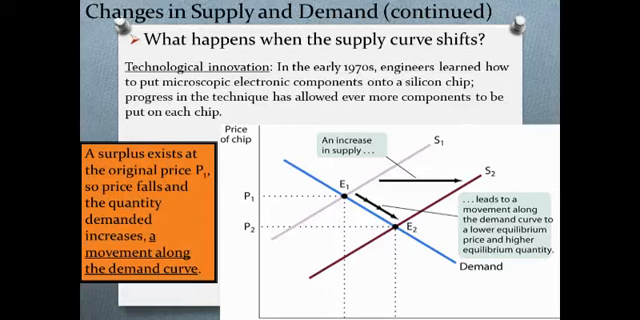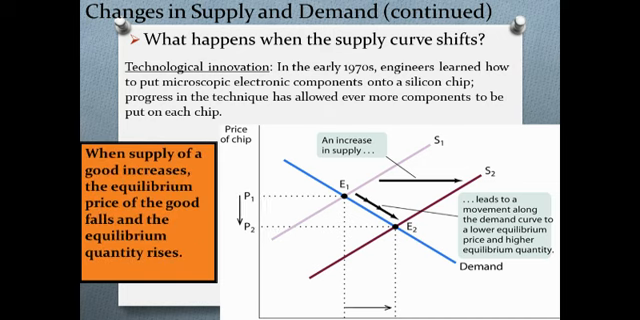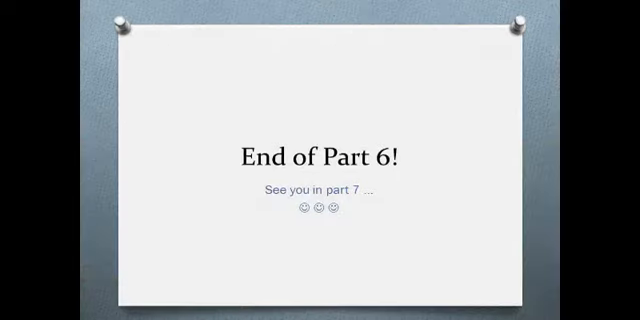A surplus exists at the original price, right? So price has to fall. And because the price falls, quantity demanded increases, and that causes a movement along the demand curve. The new equilibrium is E2. We have a higher equilibrium quantity and a lower equilibrium price. This is another good rule of thumb. When supply of a good increases, the equilibrium price of the good falls and the equilibrium quantity rises.